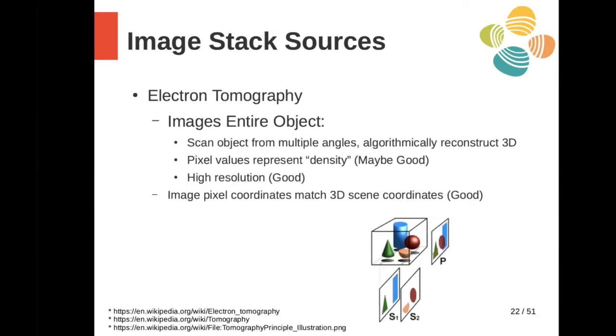Another type is tomography. Electron tomography is basically where you shoot electrons in at multiple different angles. And from the multiple different orientations, you reconstruct a 3D scene, or algorithmically reconstruct. So pixel values represent density, which typically is a good thing. And they're high resolution, which is good. And the image pixel coordinates match the 3D scene coordinates, which is also a good thing.